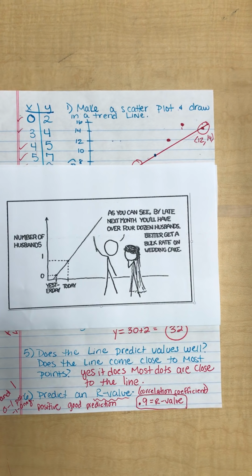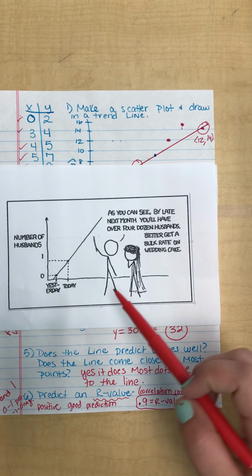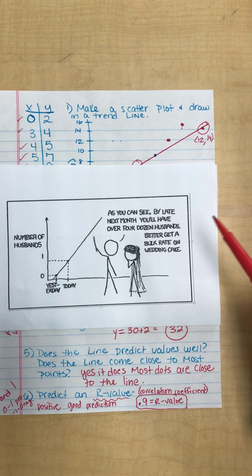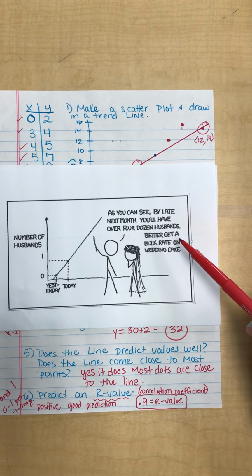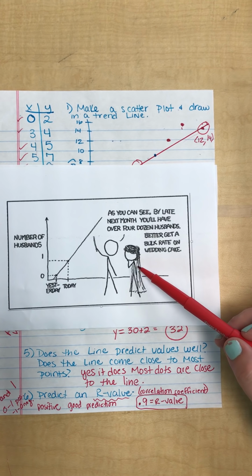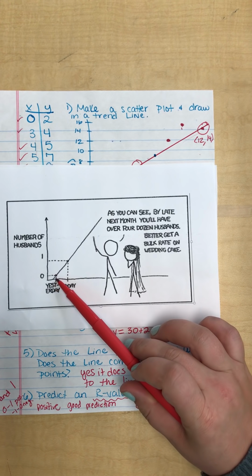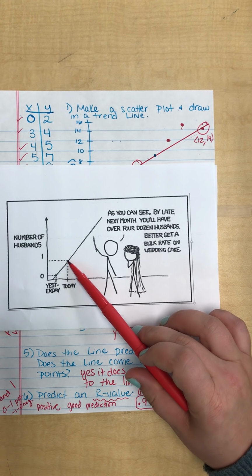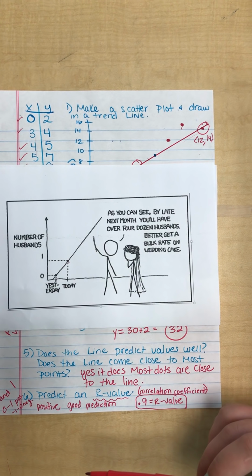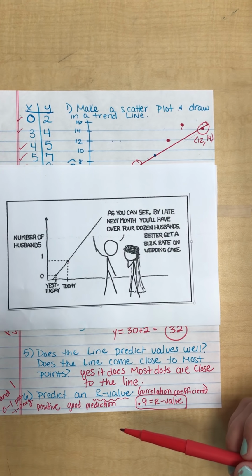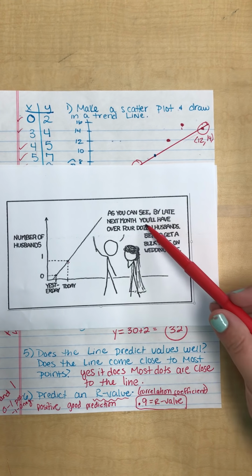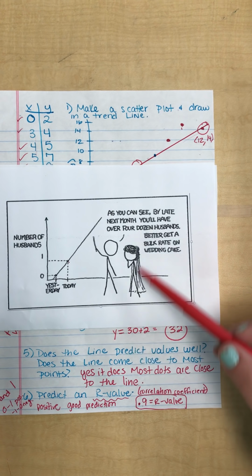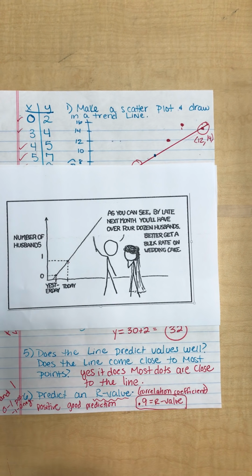All right, and I'm going to leave you on this note. Here is two people talking about their marriages. This lady got married today, but yesterday she had 0 husbands, so today she has 1 husband, and they're considering that a linear pattern. So he says that she should get a bulk rate on her wedding cake because next month she'll have over 4 dozen husbands. I thought that was kind of cute.